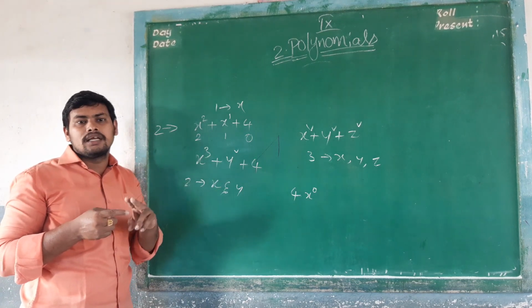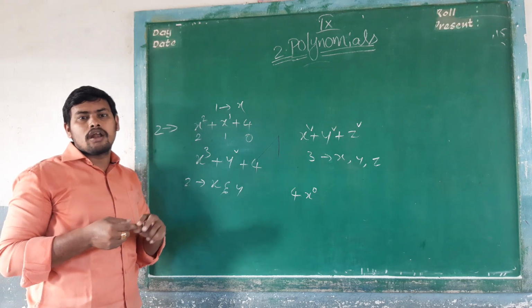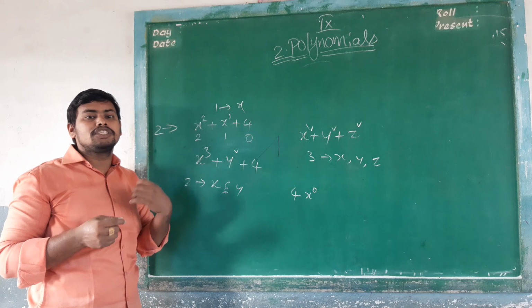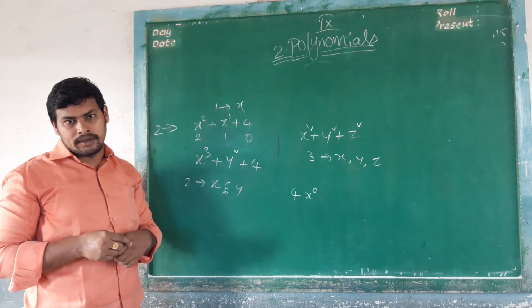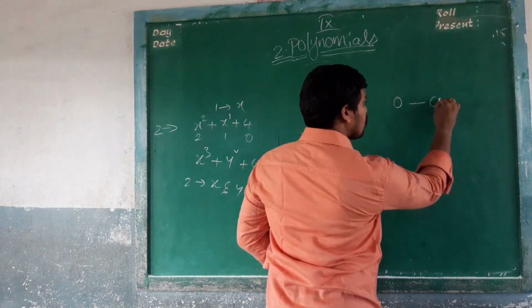If the degree is 3, it is called cubic polynomial. If the degree is 1, it is called linear polynomial. If the degree is 0, it is called constant polynomial.